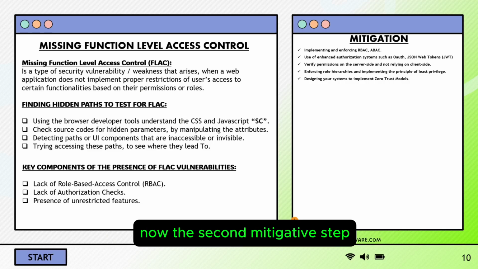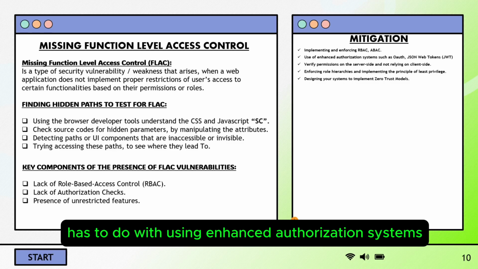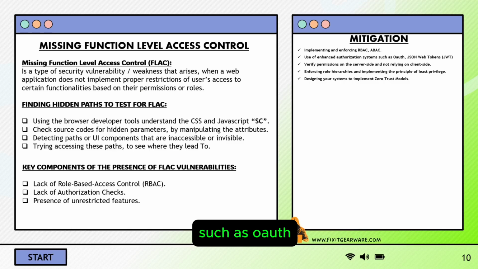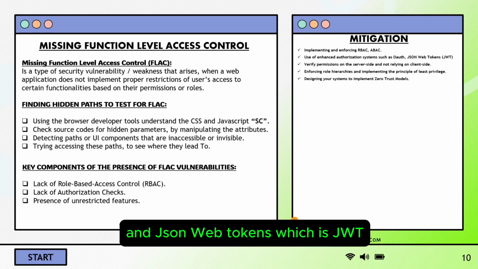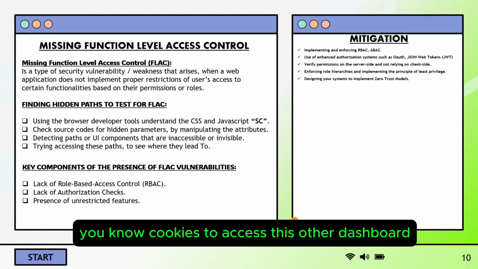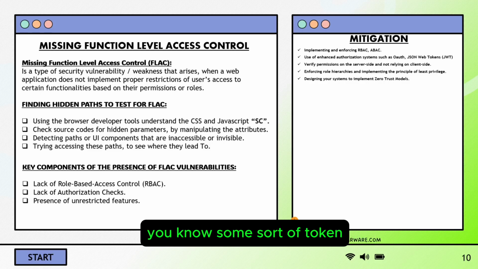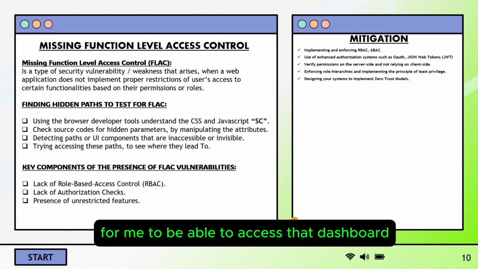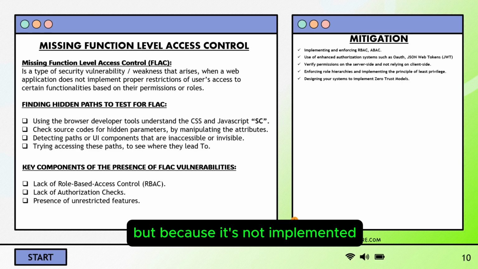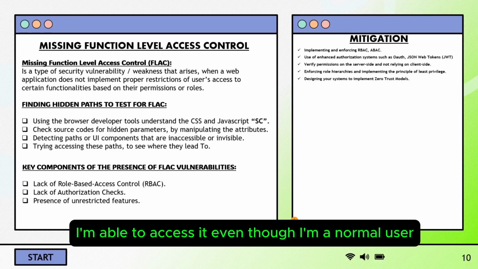Now, the second mitigative step has to do with using enhanced authorization systems such as OAuth and JSON Web Tokens, which is JWT. If you see from the application, we are able to use the same cookies to access this other dashboard. By right, it's supposed to generate some sort of token, or alternatively use OAuth authorization for me to be able to access that dashboard. But because it's not implemented, I'm able to access it even though I'm a normal user.